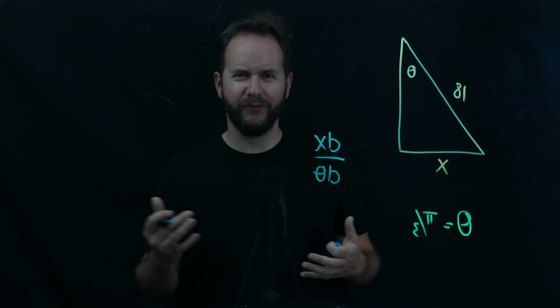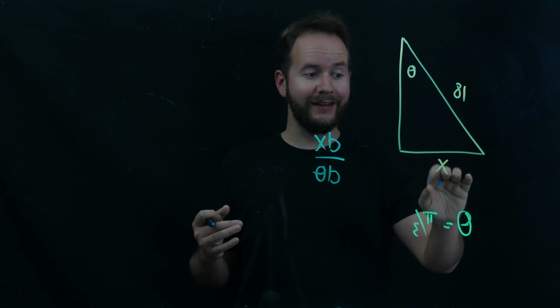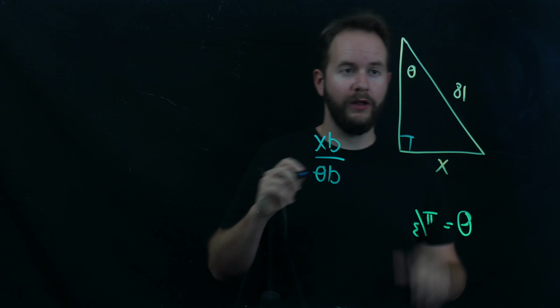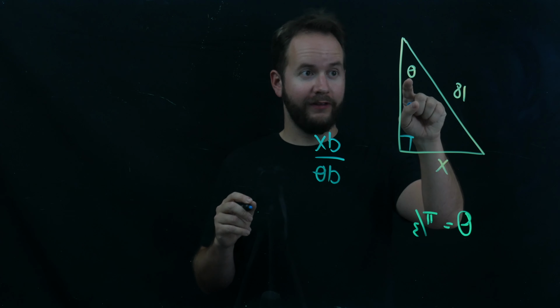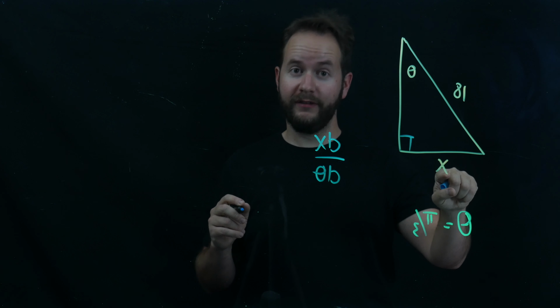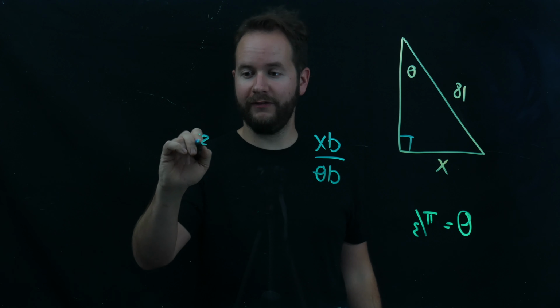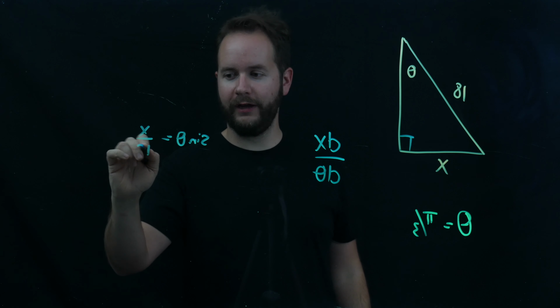So what do I want to do first? I need an equation that relates x and theta. Well, we've got the sides of a right triangle. This is indeed a right triangle, and we have an angle theta. Notice that the sides involved with this angle are the opposite side and the hypotenuse. So opposite over hypotenuse, that would be sine. So sine of theta equals x over 18.